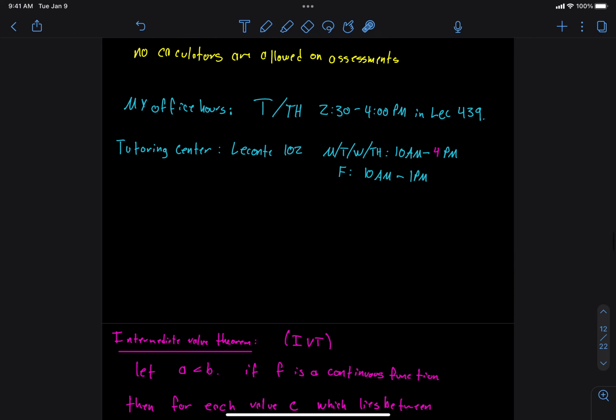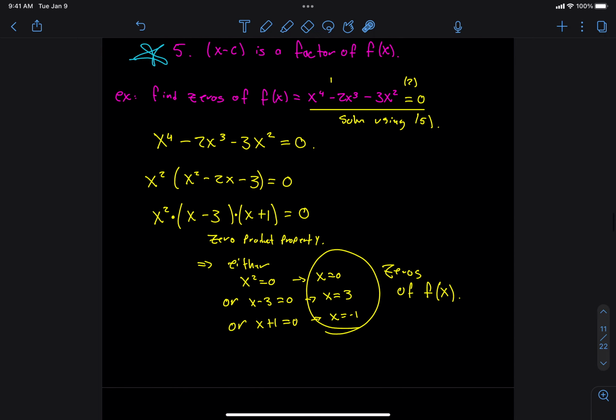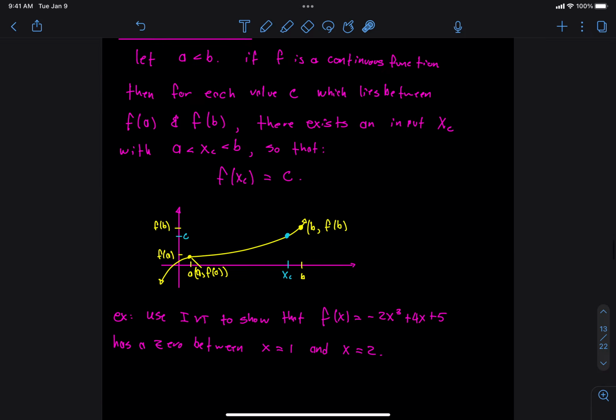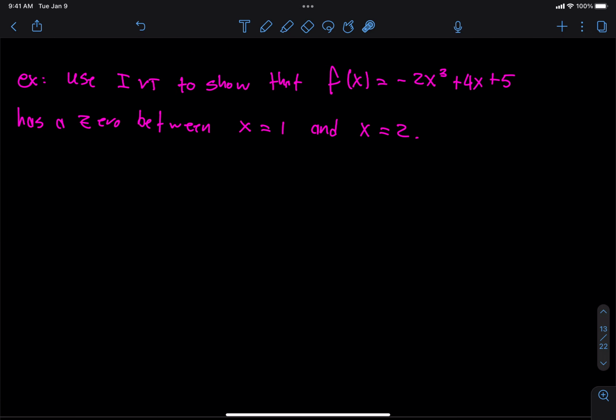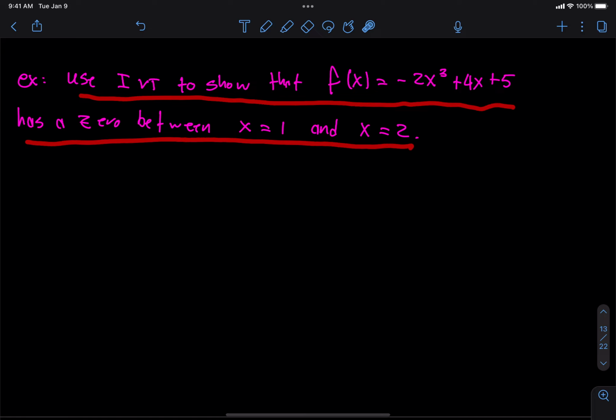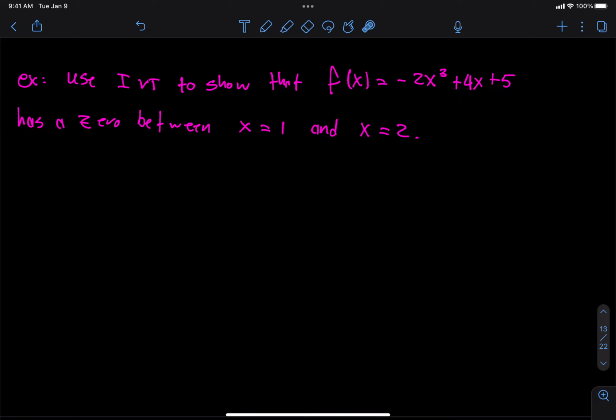Well, the difference is, something like find the zeros of this function. It's a rote calculation, right? I do a process, so I'm just rearranging. It's not really a proof, it's more of a calculation. So if I want to answer a question like this one, which says, use the intermediate value theorem to show that this function has a zero between x equals 1 and x equals 2, then I'm not talking about a calculation so much as I am talking about a formal argument, right? So I want to say that something is true.